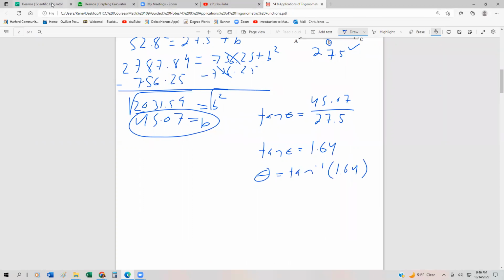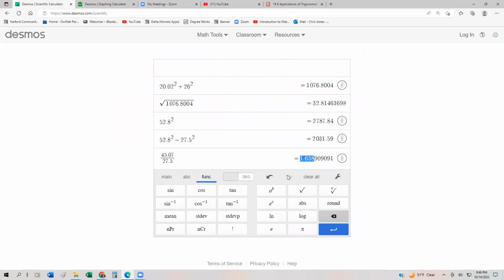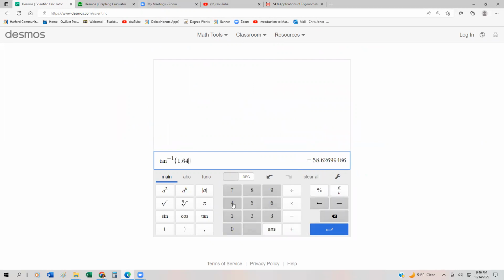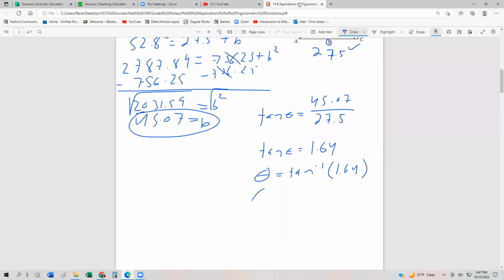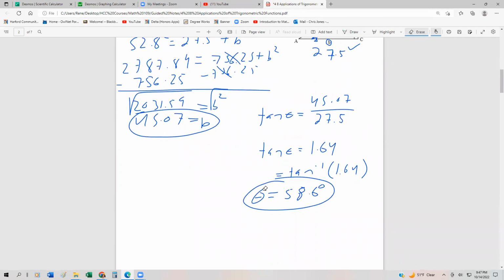Now make sure we're in degree mode in our calculator, which we are. We're going to find the inverse tangent of our 1.64. And that gives us 58.6 degrees. Okay, so that means that theta is approximately 58.6 degrees. Okay, which in this case is going to be this angle right here, because that's the angle that we took the opposite and adjacent of. So it's really A. So let me just rename that A, since that's the one that we were looking for.